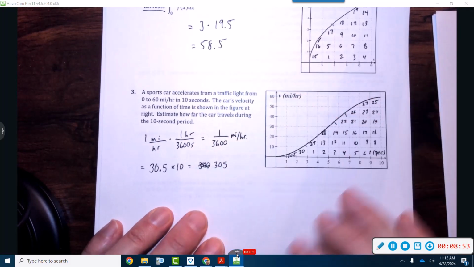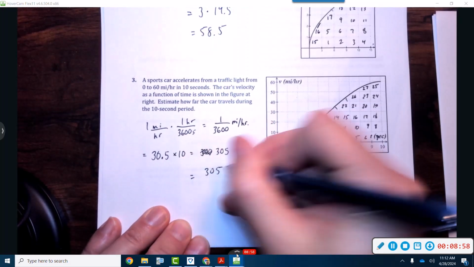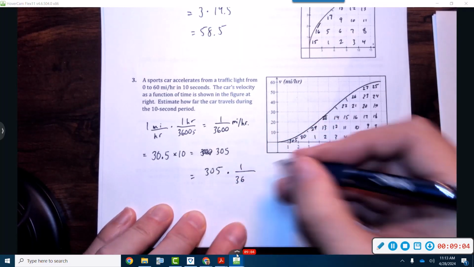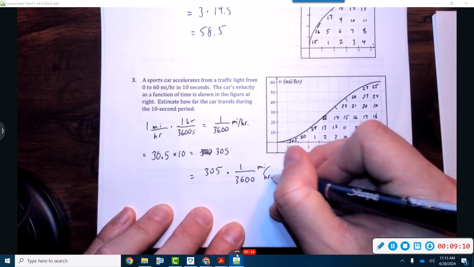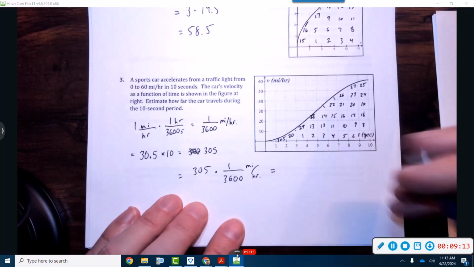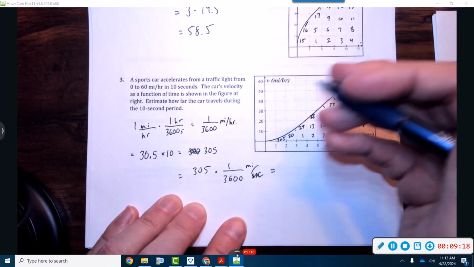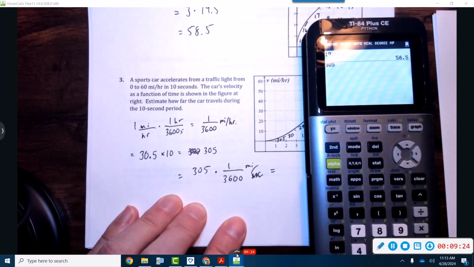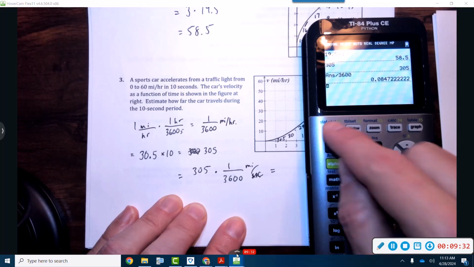305. Okay, and 305 times the velocity, or that miles per hour, is what's going to give us the miles per second. Oh, that's miles per second, and basically that would be miles. So 305 divided by 3,600. Okay, what does that equal as a fraction? I don't know. Let's check.